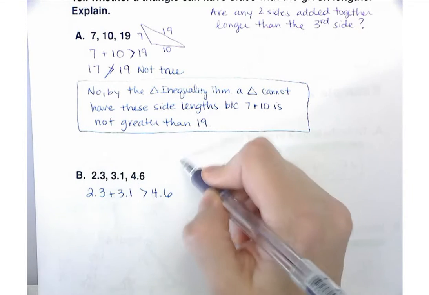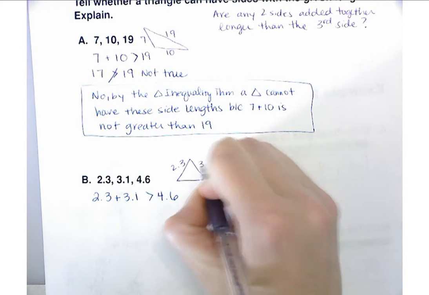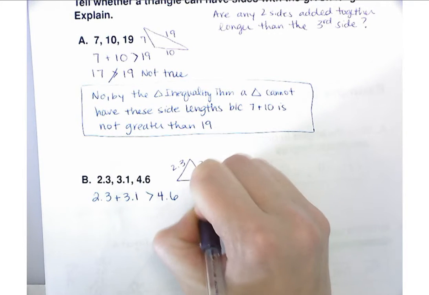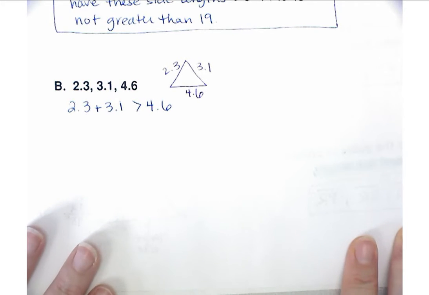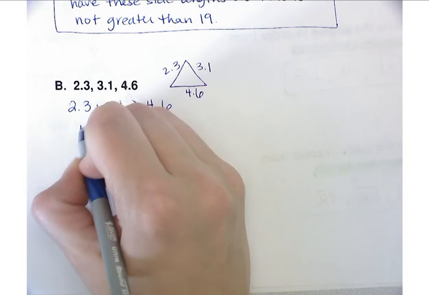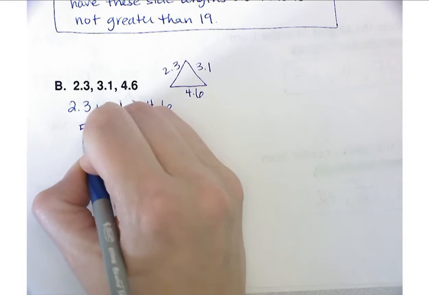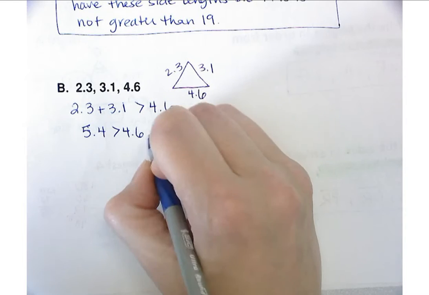Oh, and feel free to draw your triangle too if you want. And like I said, it can be any triangle. So even if it's not drawn to scale, sometimes it just helps to see what you've added together and what you have not added together. So if I add 2.3 plus 3.1, I'm going to get 5.4. Is that greater than 4.6? Yes. So then I just put a check.